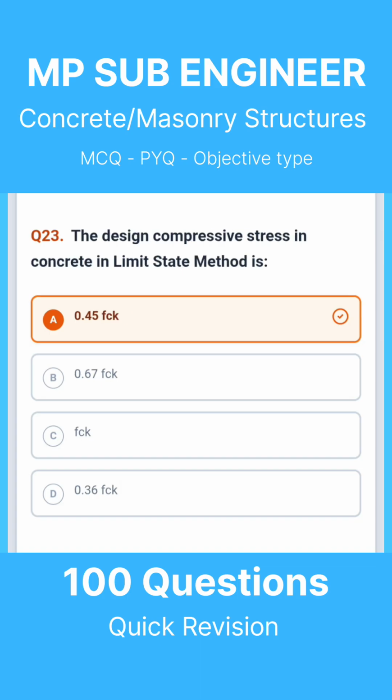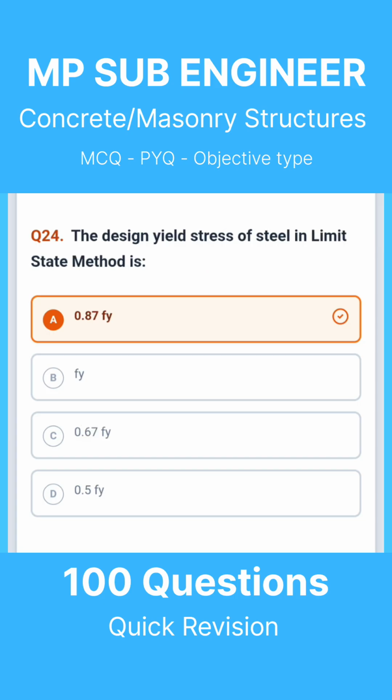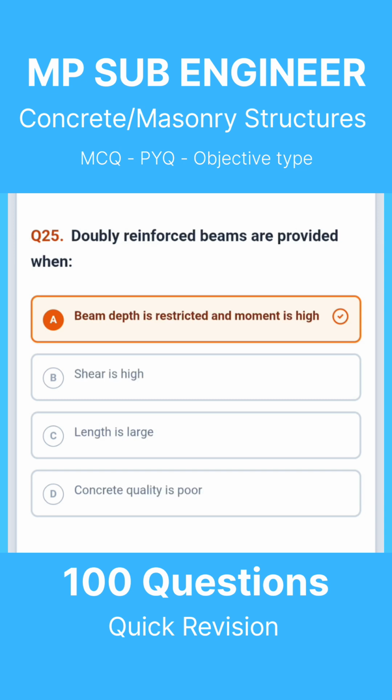Question 23. The design compressive stress in concrete in limit state method is. The correct answer is 0.45 fck. Question 24. The design yield stress of steel in limit state method is. The correct answer is 0.87 fy. Question 25. Doubly reinforced beams are provided when? The correct answer is beam depth is restricted and moment is high.